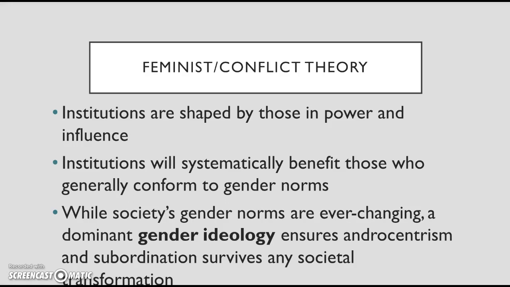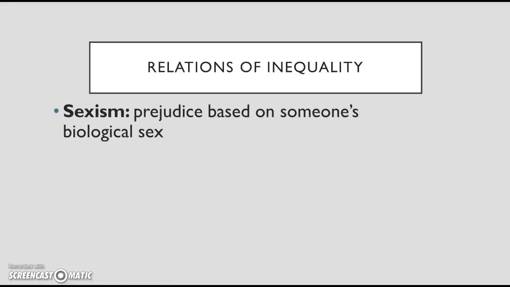Even as society's gender norms change, our culture is constantly changing. A dominant gender ideology always ensures that androcentrism, which we'll talk about, and subordination, which we'll talk about, survive any societal transformation. So for conflict theorists and feminist theorists, the answer to why we enact the gender binary has to do with power, and the necessary steps to maintain that power in society.